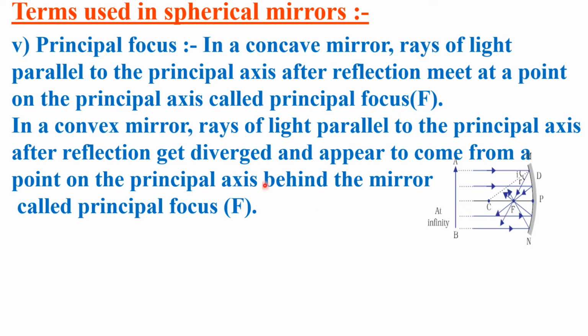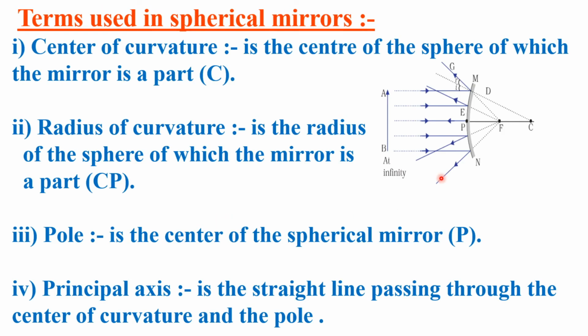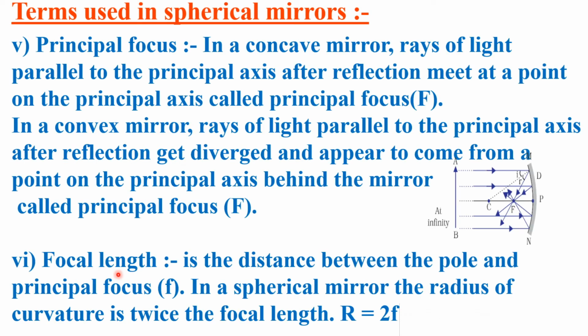In convex mirror, the rays of light parallel to the principal axis after reflection diverge and appear to come from a point on the principal axis behind the mirror called as principal focus. So let me show you this diagram. Here a convex mirror is there and this is the principal axis. All the rays parallel to the principal axis are getting diverged and appear as if they are coming from the focus.